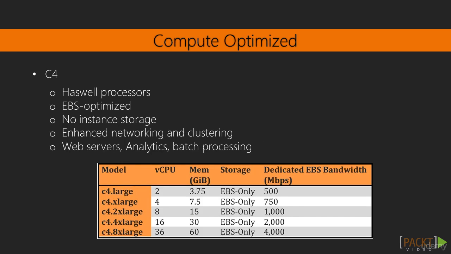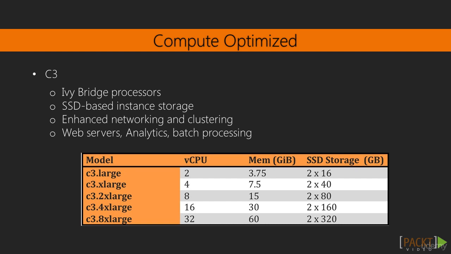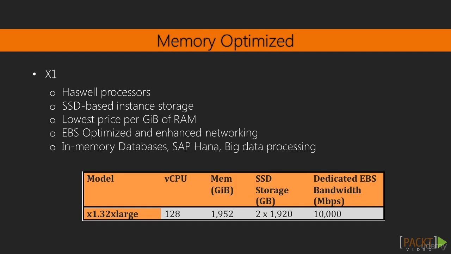The first compute-optimized instance we're going to look at is the C4s. They use the most powerful Haswell processors. They are EBS optimized and support enhanced networking and clustering. They do not come with any instance storage, but they are great as high-performance front-end fleets, analytics, and batch processing. Like the Ms, the older generation of the Cs use the Ivy Bridge processors and provide up to 640 gigabytes of local instance storage. Next up are the memory-optimized instance types.